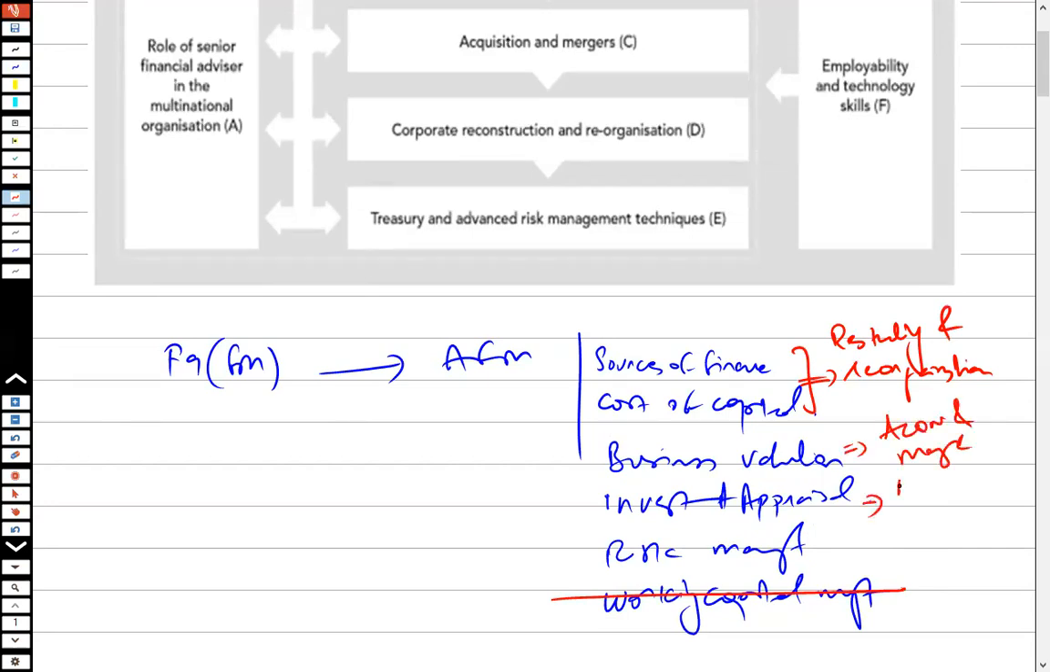We've got the investment appraisal, which is the advanced investment appraisal. We have got the risk management, which covers treasury and risk management.